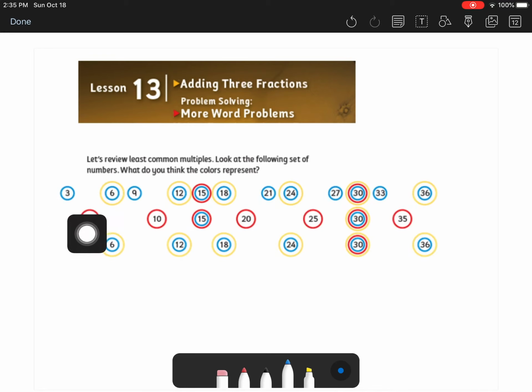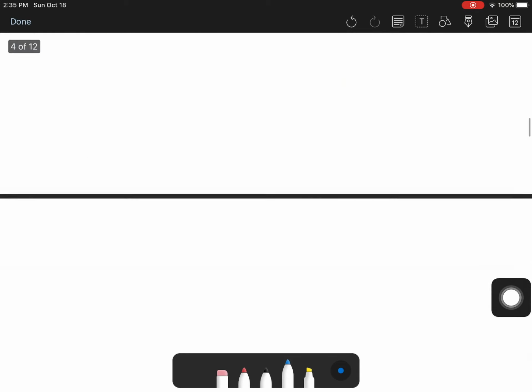Okay, so we have blue circles around 3, 6, 9, 12. So you can see those are multiples of 3. And then when you see the yellow circles, 6, 12, 18, 24, those are counting by 6s. So those are multiples of 6. Now look here, we've got 15 and 30. You can kind of see those are red circles, and then we start down here with these red circles, 5, 10, 15, 20, 25, 30, 35. You can probably see there we've got multiples of 5.